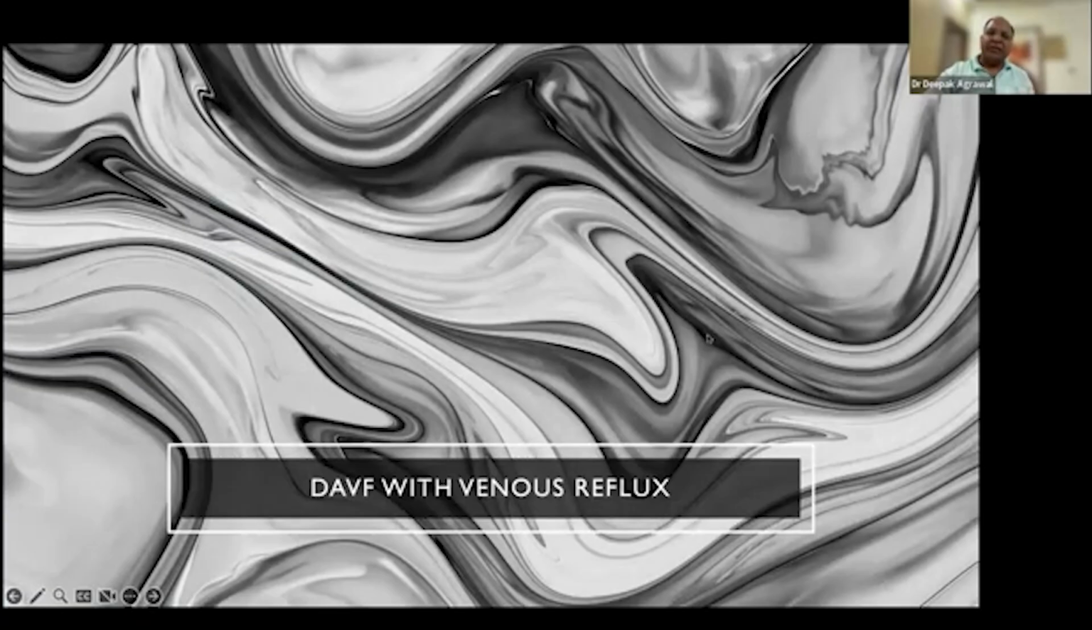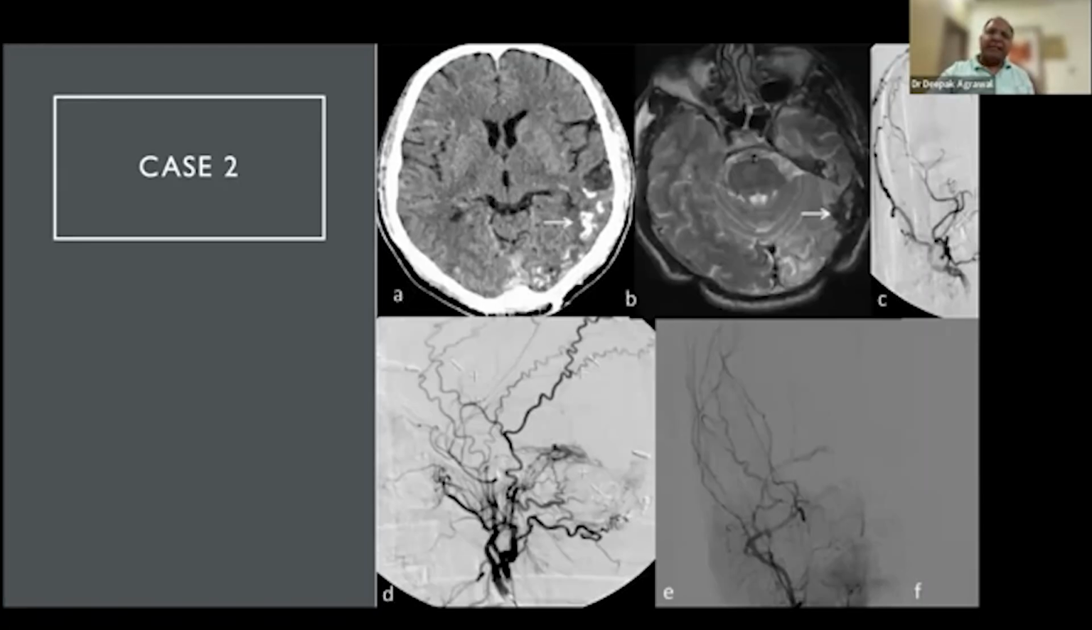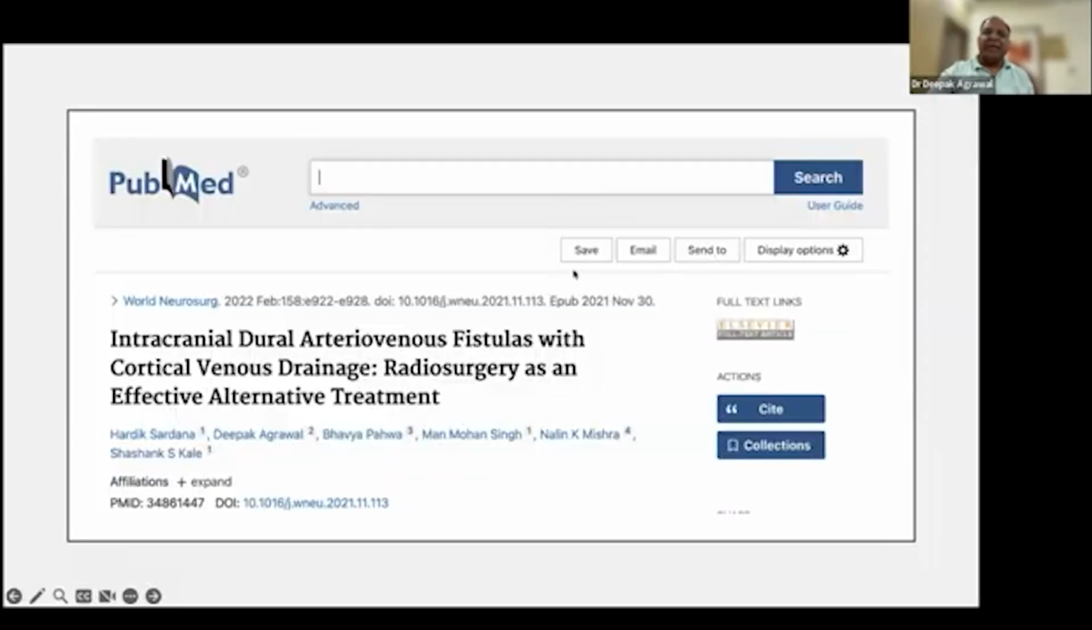However, when we come to dural AV fistulas with venous reflux, this is an entirely different subset of patients, where venous hypertension causes obviously a lot of attendant morbidities. And we have been fortunate to even do a lot of these patients. As you can see here, this is again a transverse sigmoid junction dural AV fistula, which we could treat. And we again published our paper. I think we have the only papers from India.